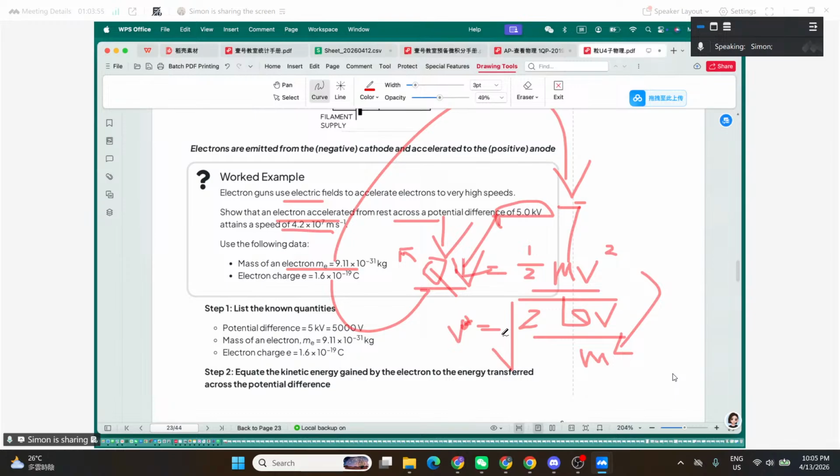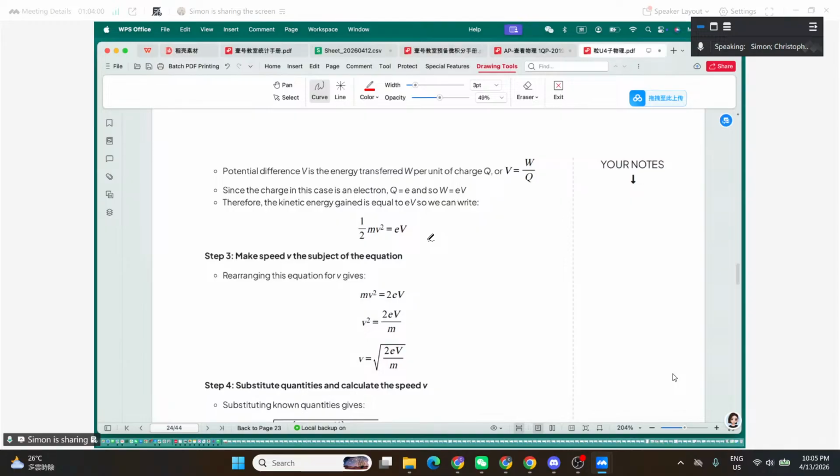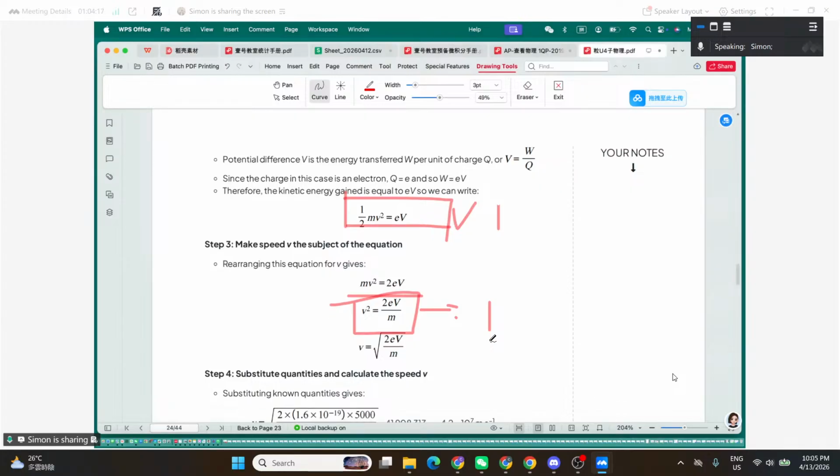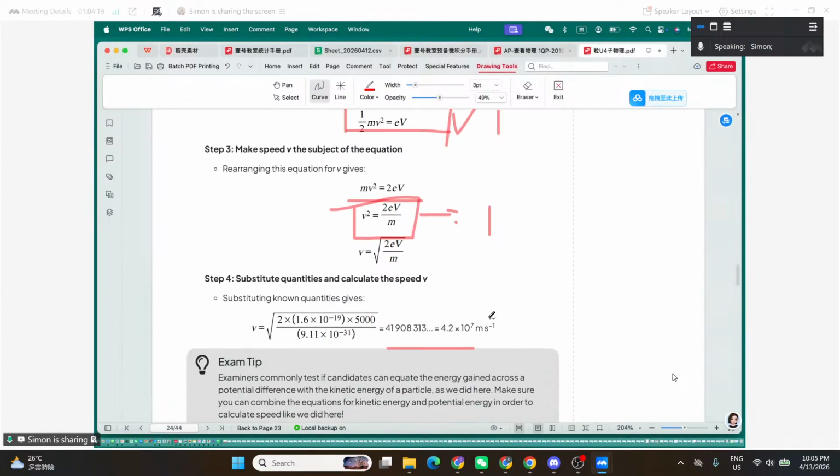This is the process to show the result. If we write the first formula, we get 1 mark. After that, we separate the variable, the process, and get another mark. Finally we get the right answer, another mark. The total is 3 marks.